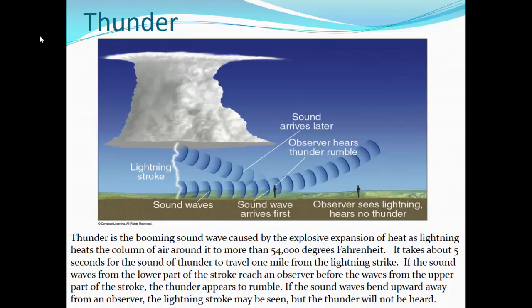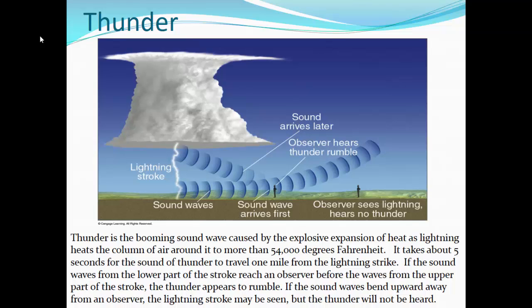Thunder is the booming sound wave caused by the explosive expansion of heat as lightning heats the column of air around it to more than 54,000 degrees Fahrenheit. It takes about 5 seconds for the sound of thunder to travel 1 mile from the lightning strike. If the sound waves from the lower part of the stroke reach an observer before the waves from the upper part of the stroke, then you start to get that rumble of thunder. And also it takes lightning being quite a distance away to get a rumble.